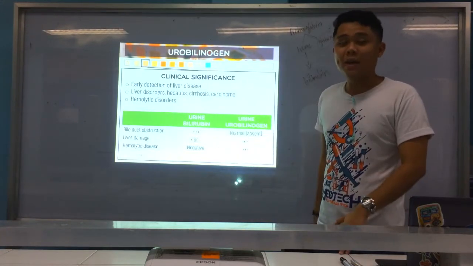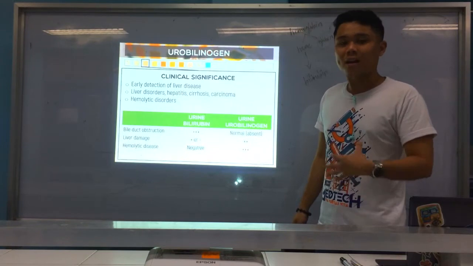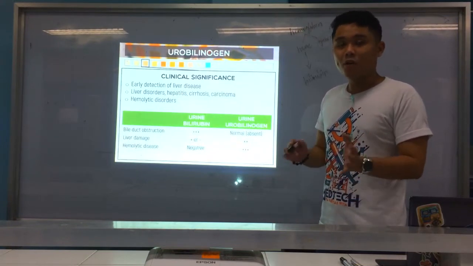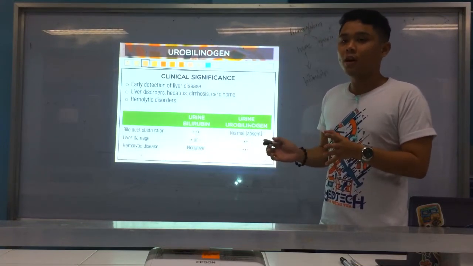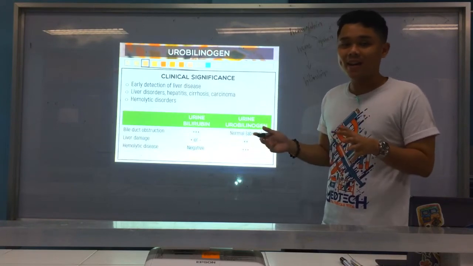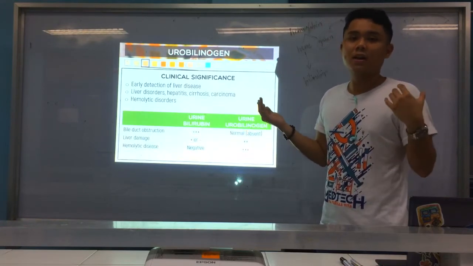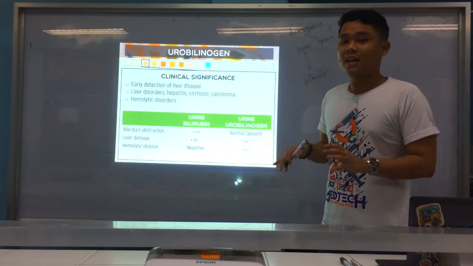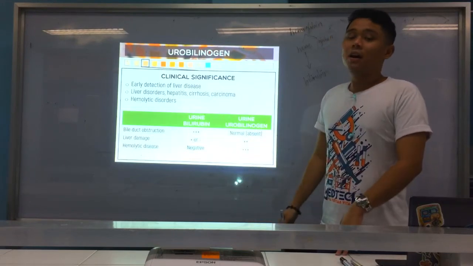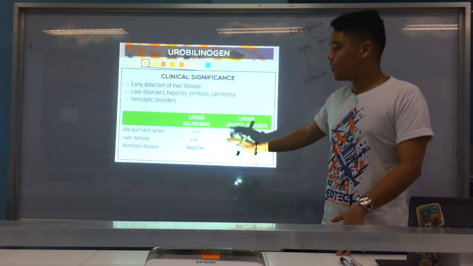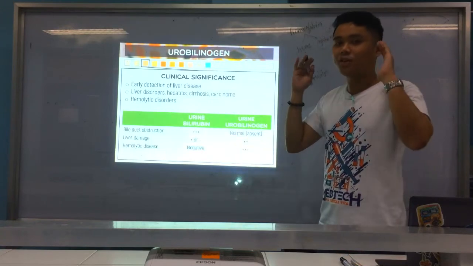Ngano negative ang bilirubin? Because again, your liver is working well. Wala naman siya nag-problema. Ma-convert naman niya ang B1 to B2. So therefore, the B2 does not leak to any blood vessels or other areas of your body. Diretso gyud siya sa intestine to be converted by your bacterial enzymes to urobilinogen. Okay? I do hope this is quite clear. I hope ma-picture out ra.